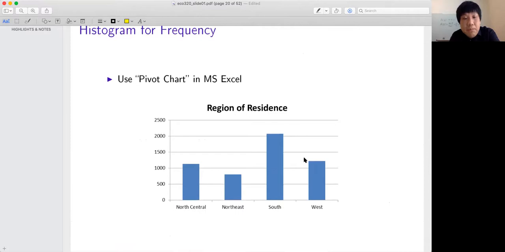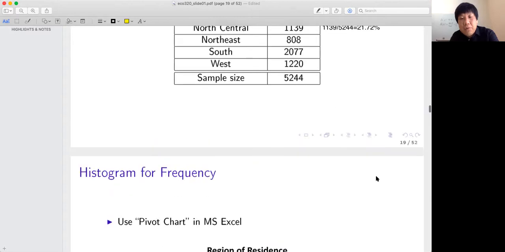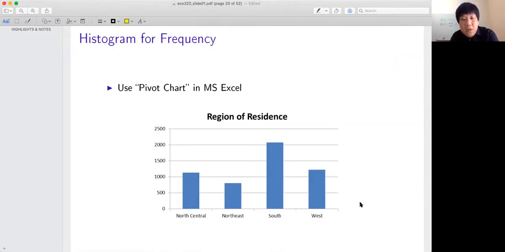This is another way of showing visualizations. When you're working for a company and they look at this graph, they say, okay, most people are in the South and the second highest is North Central. So this visualization is very important and very useful, depending on what kinds of things you are looking for.